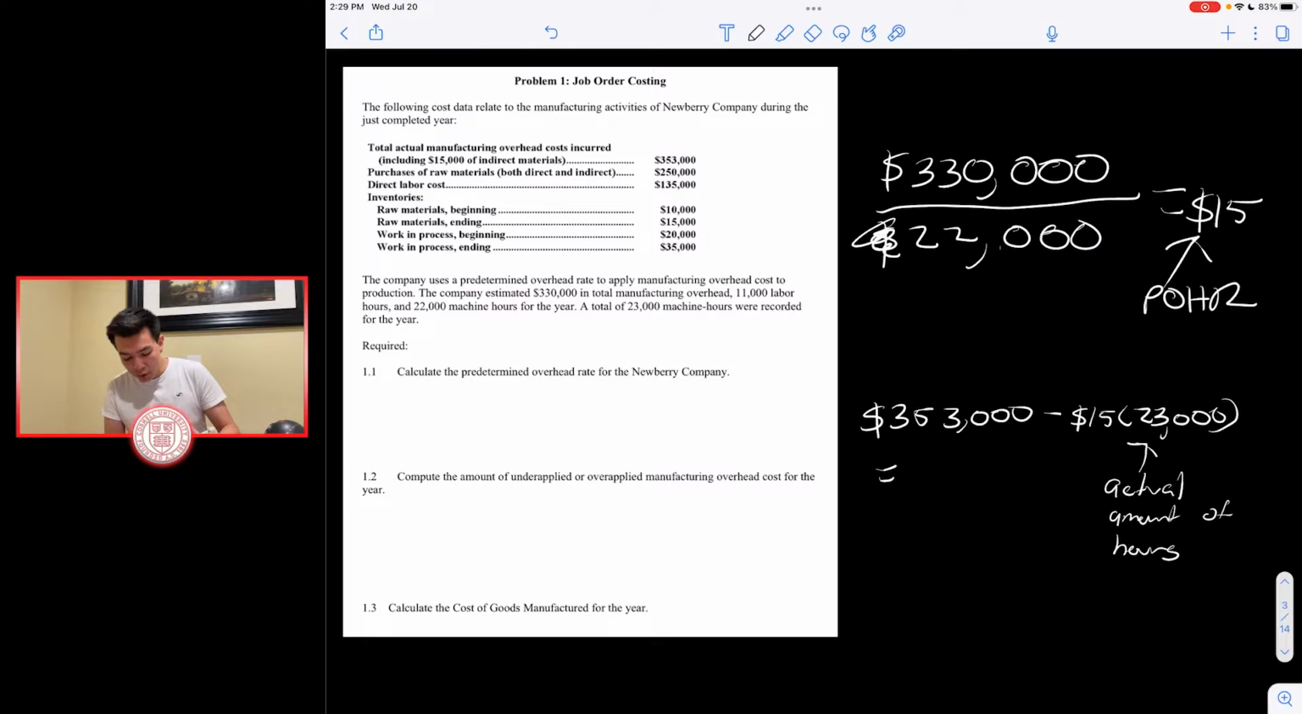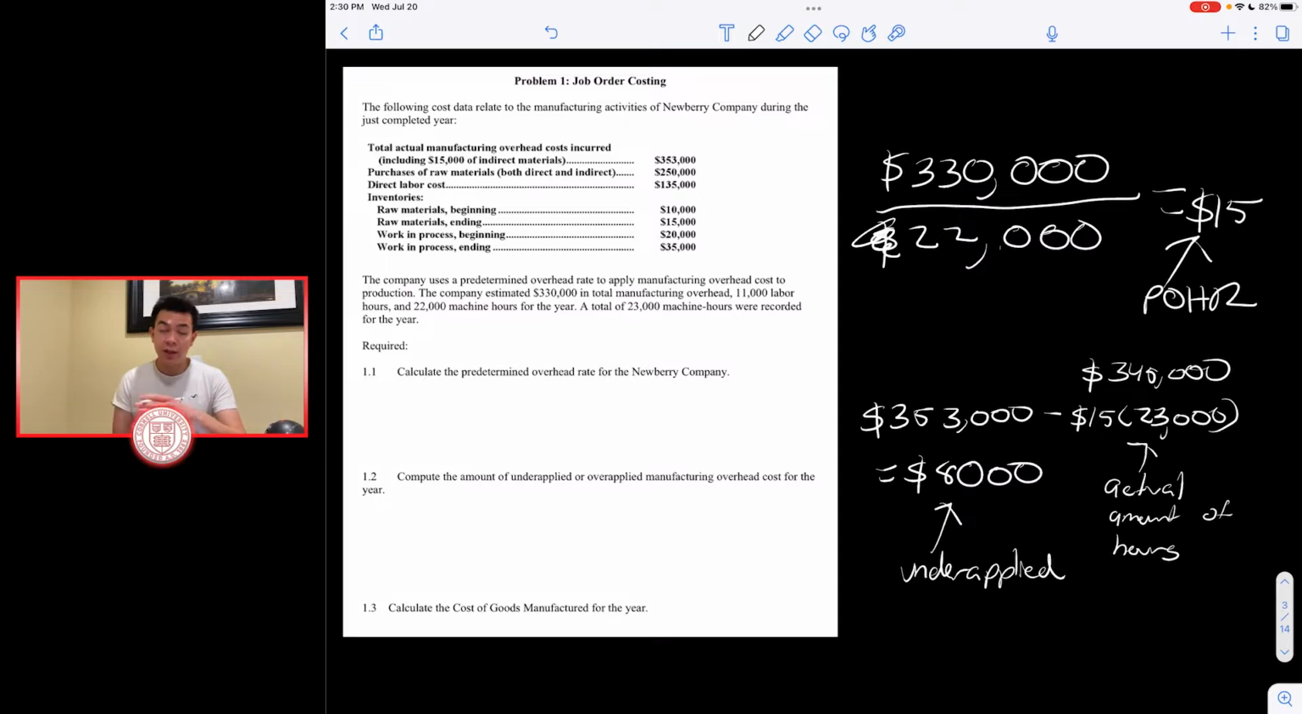So we're taking that per hour estimate we found earlier, multiplying it by the actual hours to get a better estimate of how much we're incurring, but we subtract the actual cost figure to see how far off we were. In this case we were $8,000 off, and you would say that we underapplied by 8,000. Underapplied. Because we thought it was going to be $345,000, but in reality the cost was $353,000. So in reality we had to pay $8,000 more than we realized.